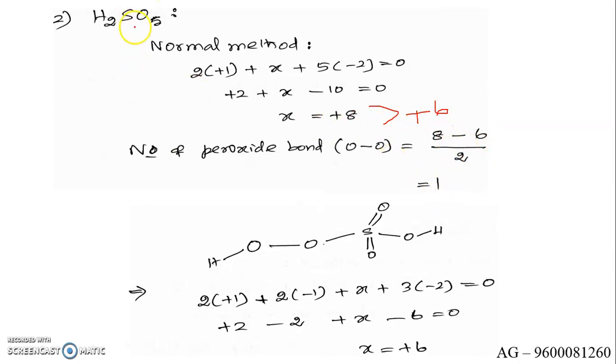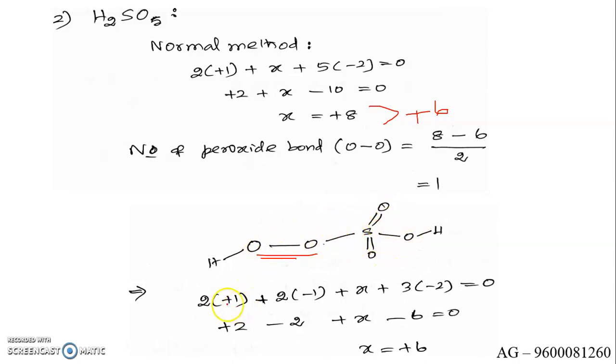Therefore, the structure of this molecule is HO single bond O. This is a peroxide oxygen, the peroxide bond. Then connect one hydrogen to this oxygen, and this sulfonic acid group is connected to the other oxygen. So this is the structure of H2SO5. In this, these 2 oxygen atoms are peroxide oxygens. The other oxygens are normal oxygen.